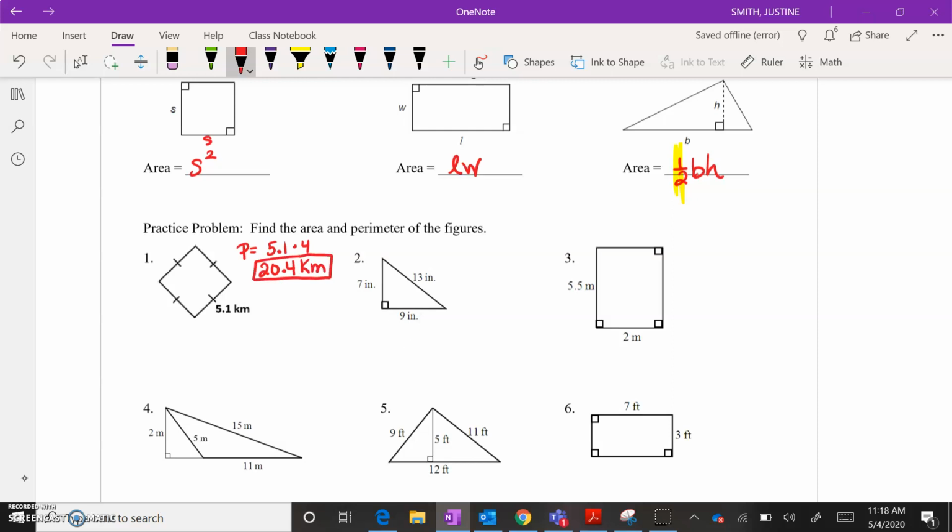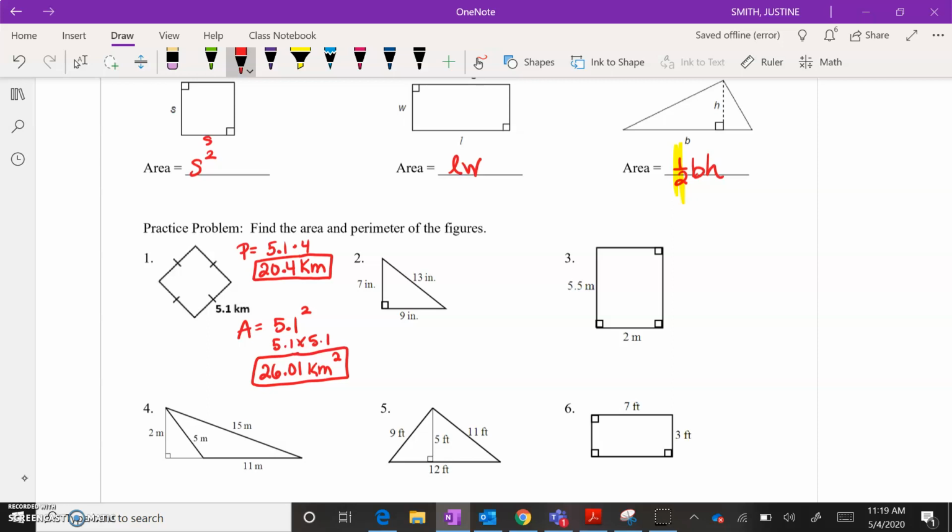For area here, because it's a square, you can do 5.1 times 5.1, or you can do 5.1 squared in your calculator. If you want to use the squared button, you can do that. If you want to do 5.1 times 5.1, that's the same thing. This would give you 26.01 kilometers squared, since it's the area.